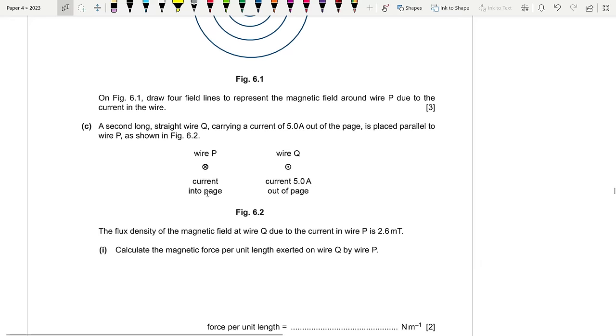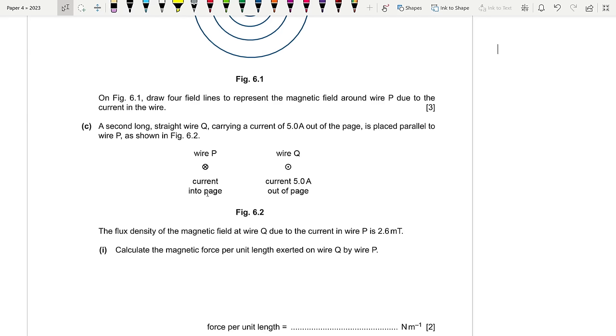So one of the wires is carrying current into the page while the other is carrying current out of the page. As a result, they are carrying current in opposite directions, so this indicates that they will repel. Opposite direction means repel.